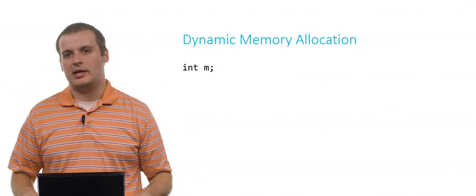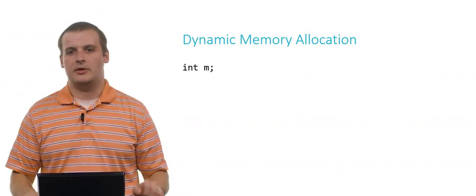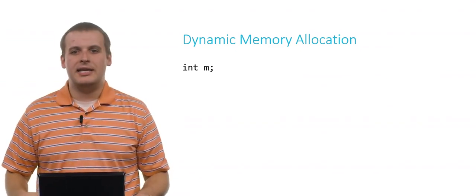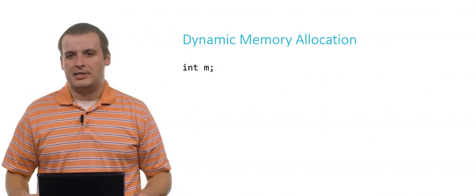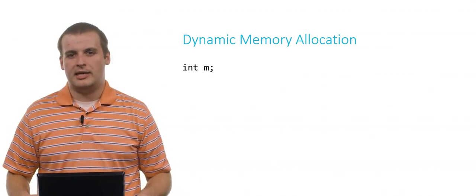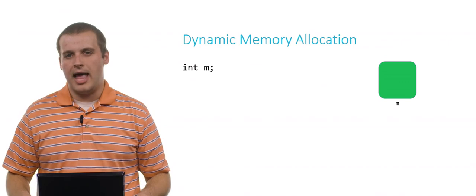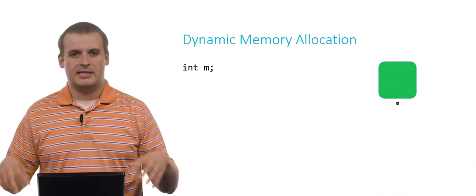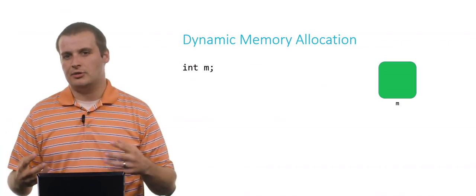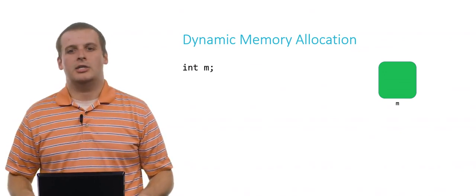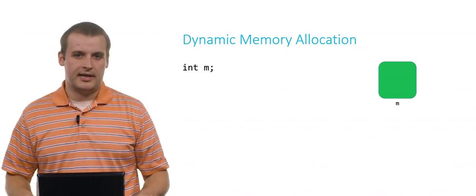See if you can follow along and guess what's going to happen as we go through all these lines of code. So we say int m. What happens here? Well, this is pretty straightforward. I create an integer variable called m. I color it green because that's the color that I use when I'm talking about integer variables. It's a box. It's called m, and you can store integers inside of it.